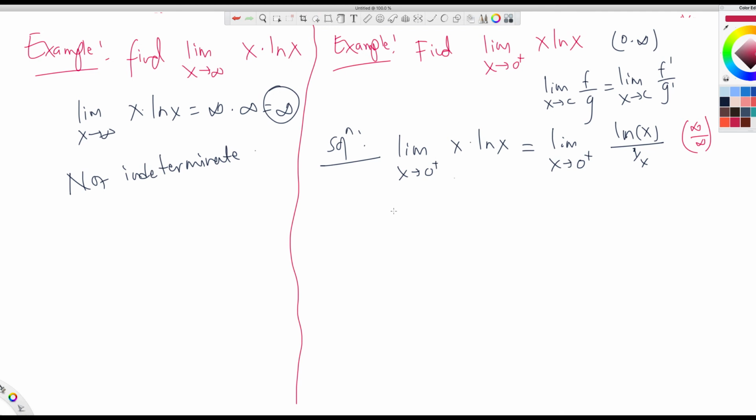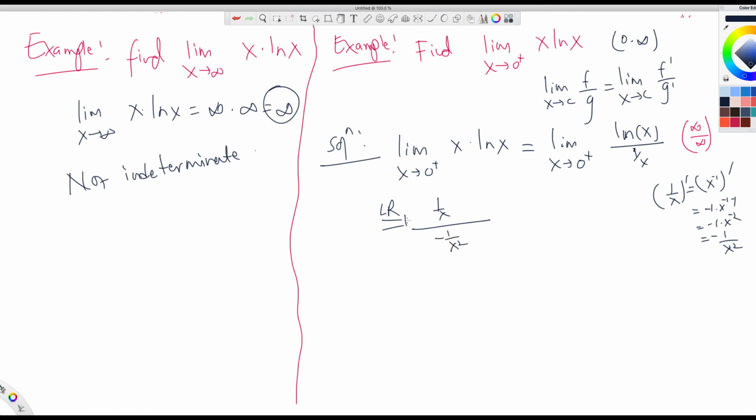Let me write that down. So that can be written using L'Hopital's rule. Find the derivative of the top, which is 1 over x, divided by the derivative of the bottom. So what is the derivative of 1 over x? That will be the derivative of x to the negative 1. By the power rule, negative 1 times x to the negative 1 minus 1, that will be negative 1 times x to the negative 2. So basically it is negative 1 over x squared. So the derivative of the bottom will be negative 1 over x squared.